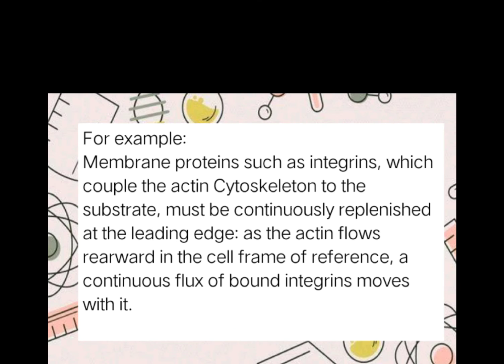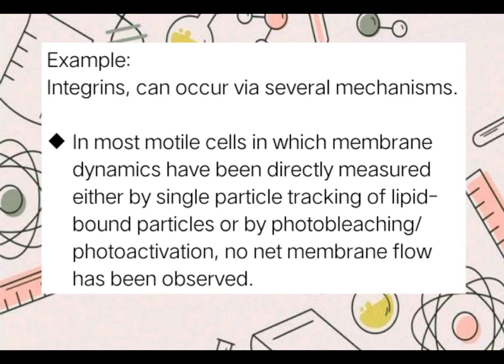So cell movement requires continuous recycling of essential membrane components. For example, membrane proteins such as integrin, which couple the actin cytoskeleton to the substrate, must be continuously replenished at the leading edge as the actin flows rearward in the cell frame of reference. So a continuous flux of bound integrins moves with it.